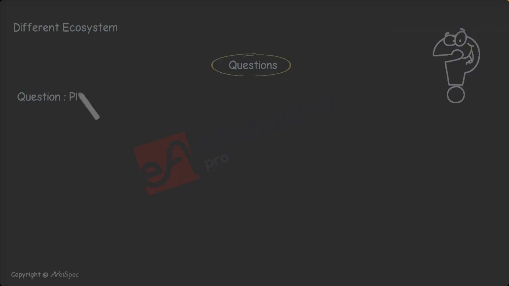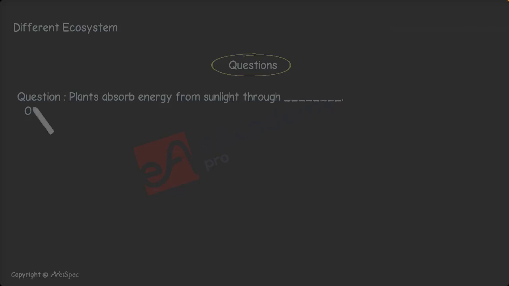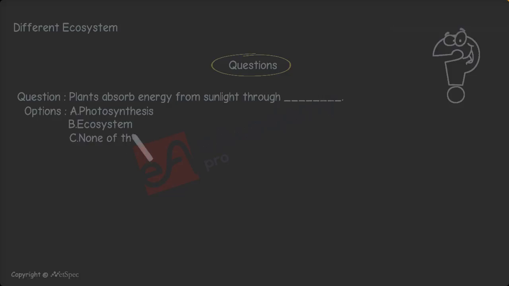Number 3. Plants absorb energy from the sunlight through dash. The options are A. Photosynthesis, B. Ecosystem, C. None of the above. The correct answer is option A. Photosynthesis.